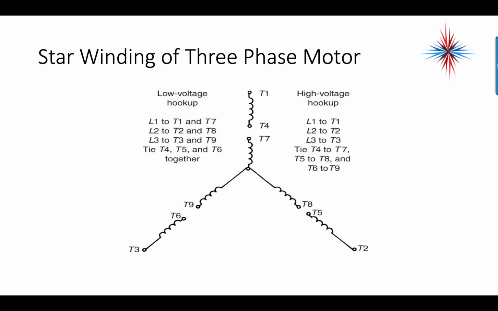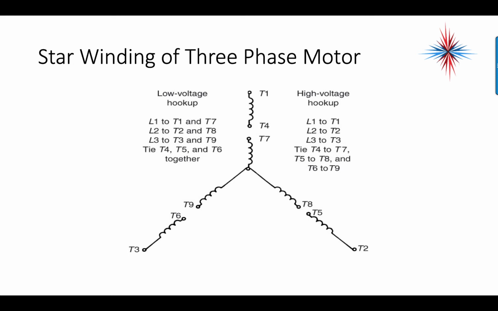So the star winding of a 3-phase motor, which could also be a Y, you could have a low voltage hookup where you use L1 goes to both T1 and T7, L2 to T2 and T8, L3 to T3 and T9, and then you'll tie T4, 5, and 6 together. This will all be on the motor nameplate.